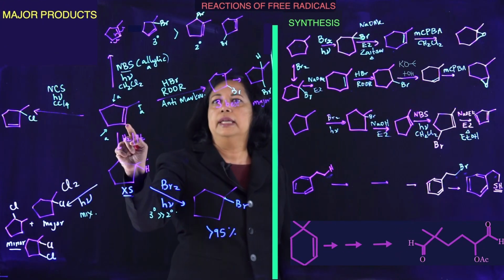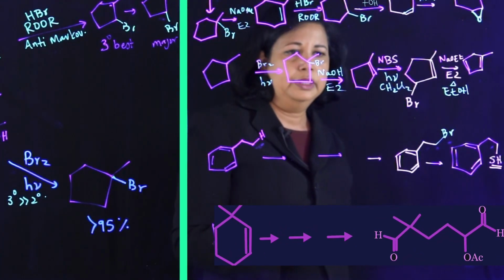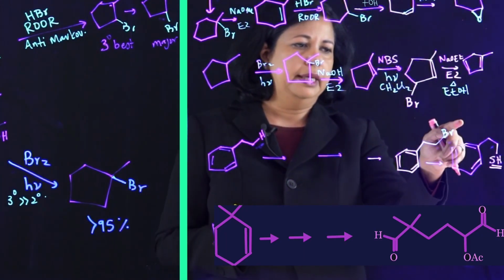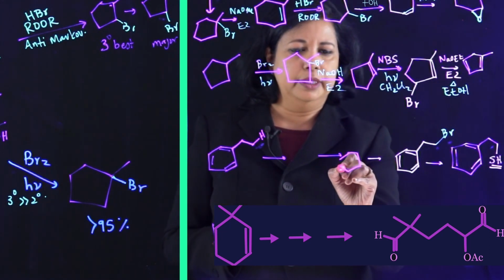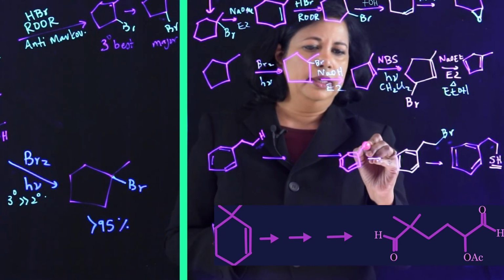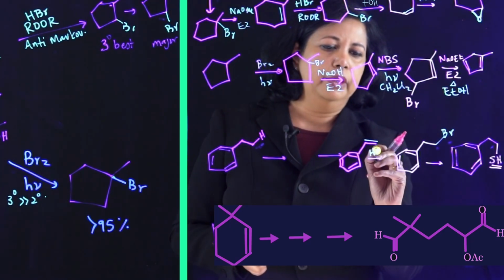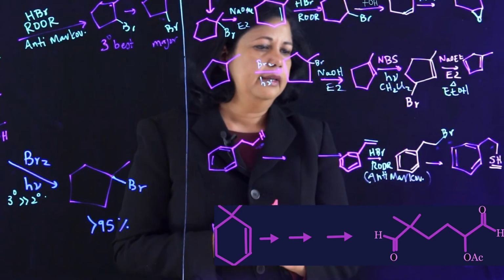If you want to put it on the less substituted carbon, that's anti-Markovnikov. So you're going to have an alkene here, and you're going to put HBr peroxide and put it on the less substituted carbon. All right, so that means you're going to have this, and you're going to put HBr peroxide and do your anti-Markovnikov. All right, good.